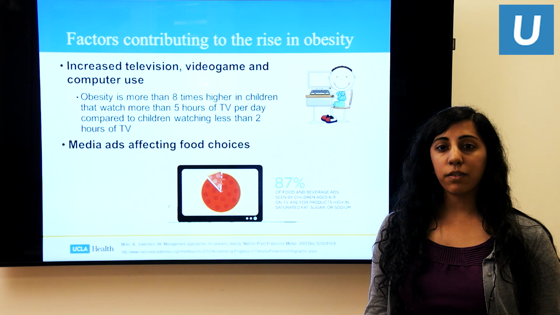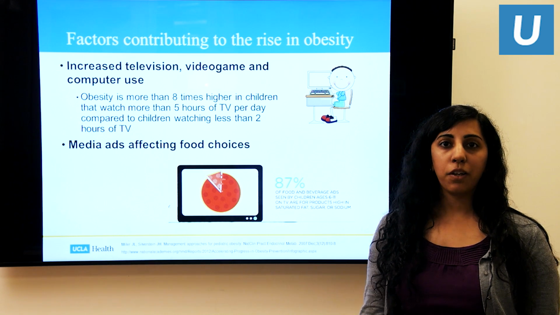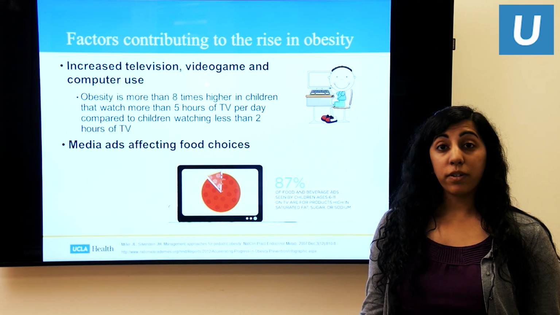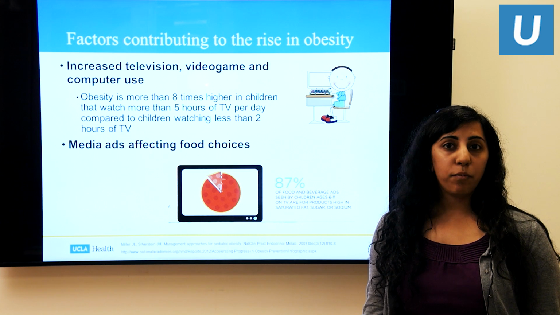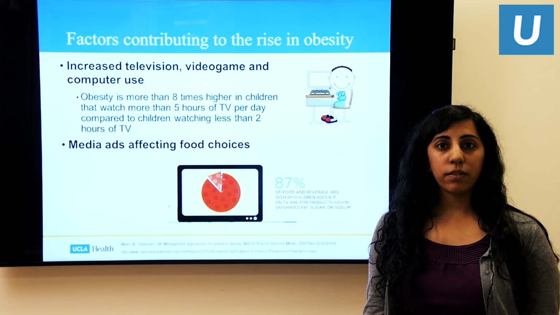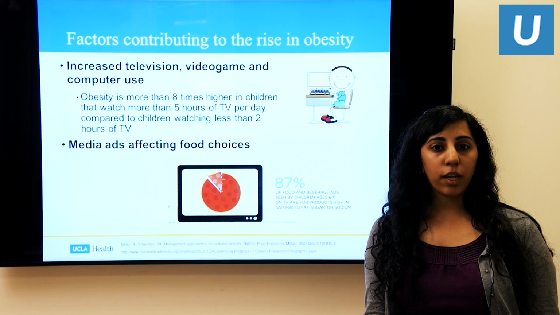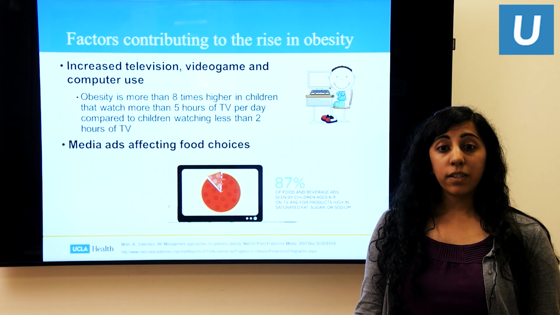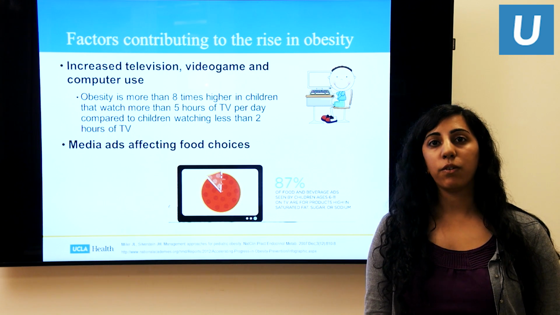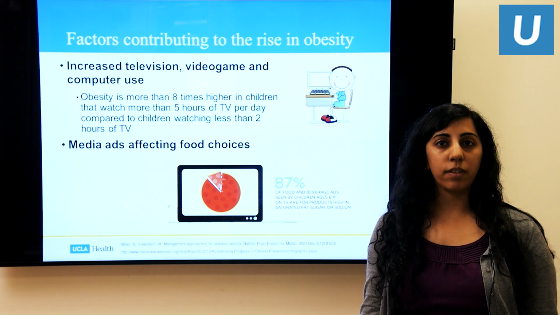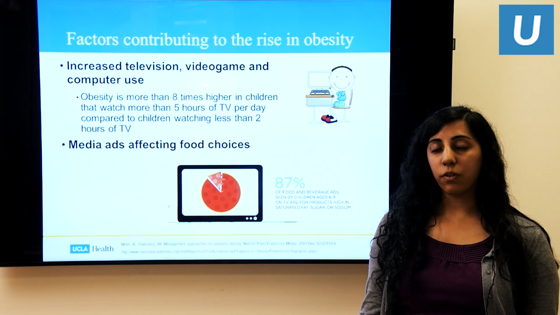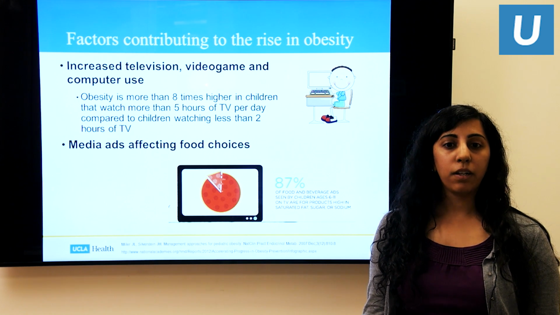So a lot has changed in our schools as well. Additional factors contributing to the rise of obesity include more screen time. So instead of being active and outdoors, everyone is spending more time in front of televisions, video games, and computers. Obesity is more than 8 times higher in children that watch 5 or more hours of TV a day compared to children that watch less than 2 hours of TV.